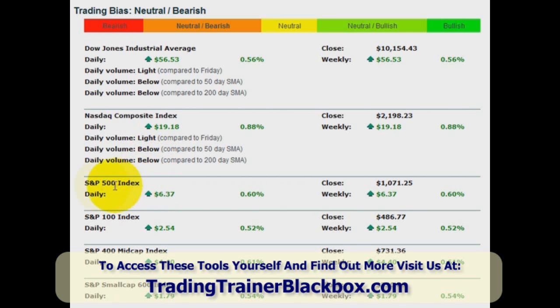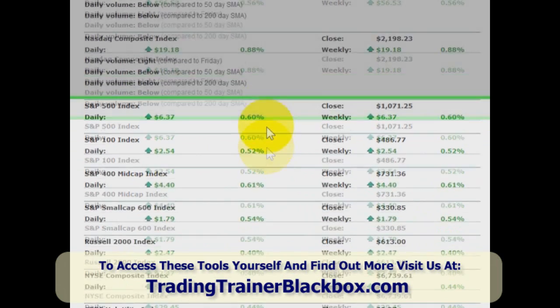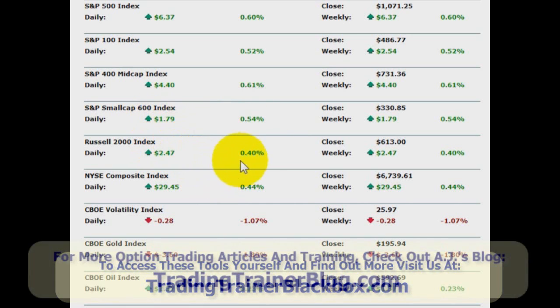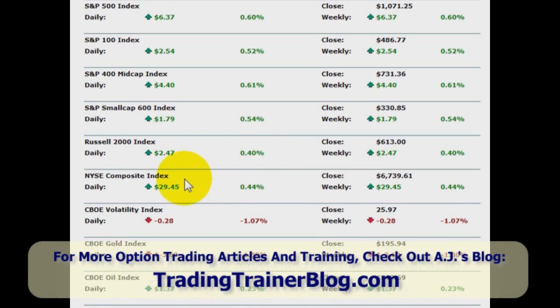Our large caps, shown by the S&P 500 Index, gained 0.6%. Our 100 best stocks out there, shown by the S&P 100, gained 0.52%. Our mid caps, shown by the S&P 400 Index, gained 0.61%. Our small caps, shown by the S&P 600 Index, gained 0.54%. Russell 2000 Index, another way to look at our small caps, gained 0.4%. New York Stock Exchange Composite Index gained 0.44%. Volatility dropped 1.07% down to 25.97.